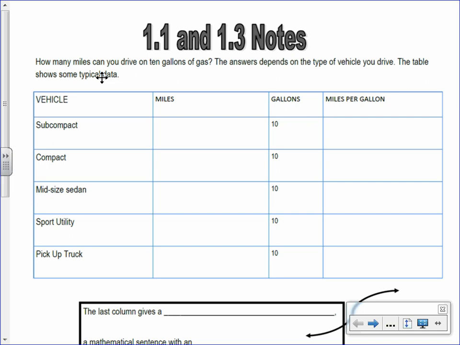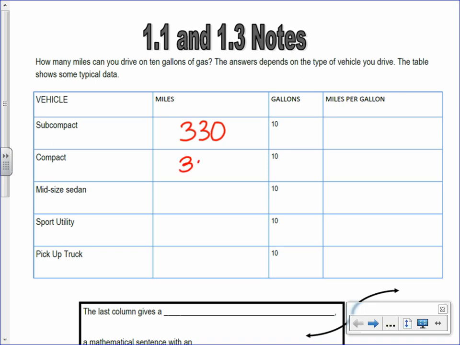So this answer completely depends on what type of vehicle you drive. We have 5 types of vehicles here: a subcompact, compact, a mid-sized sedan, sport utility, and a pickup truck. Just based on those, you can Google how many miles they get in a whole tank of gas. For a subcompact, they get 330 miles. They can go pretty far in a full tank of gas.